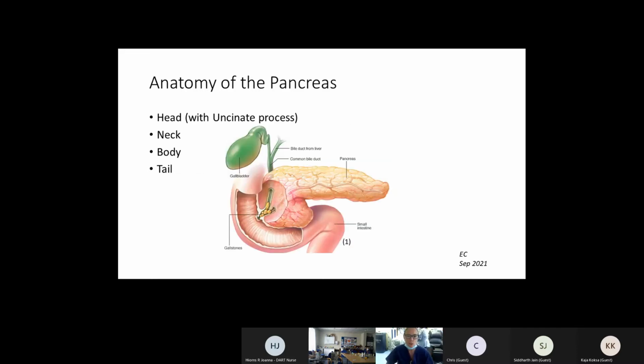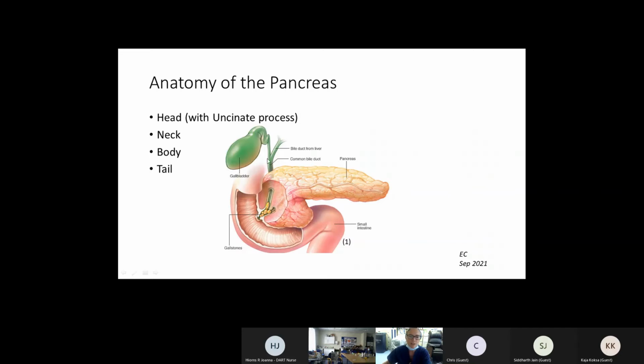So first of all, a quick revision on the anatomy of the pancreas. There's not much to it. We know that there's a head, that's what we call the neck, that's the body, and there's the tail.